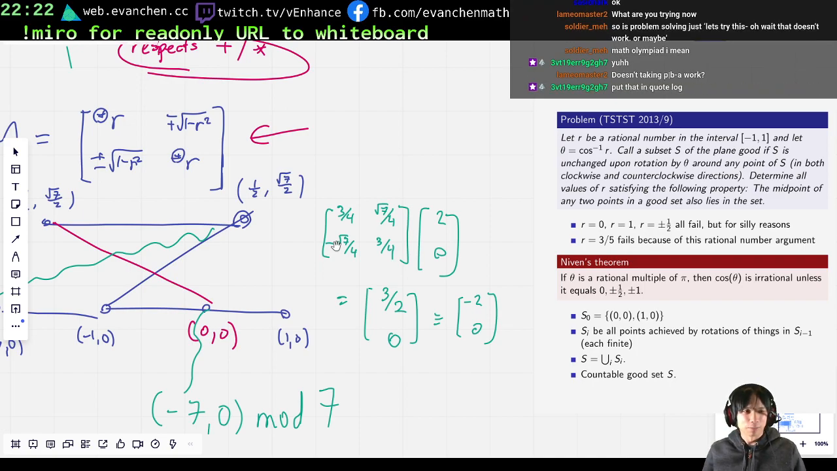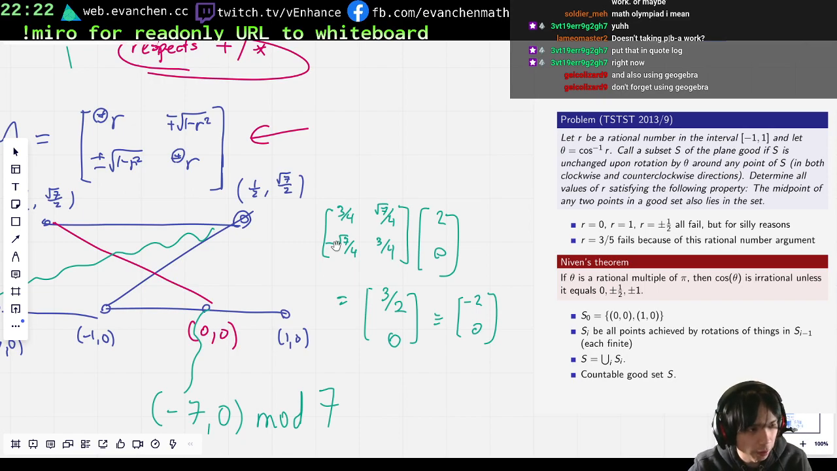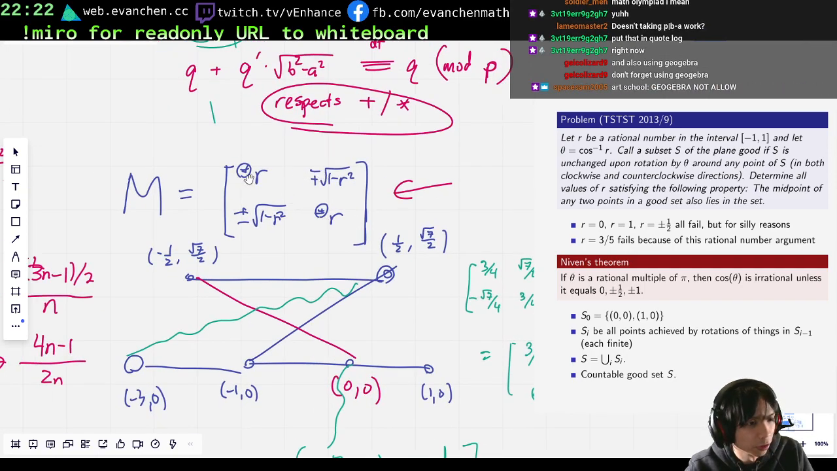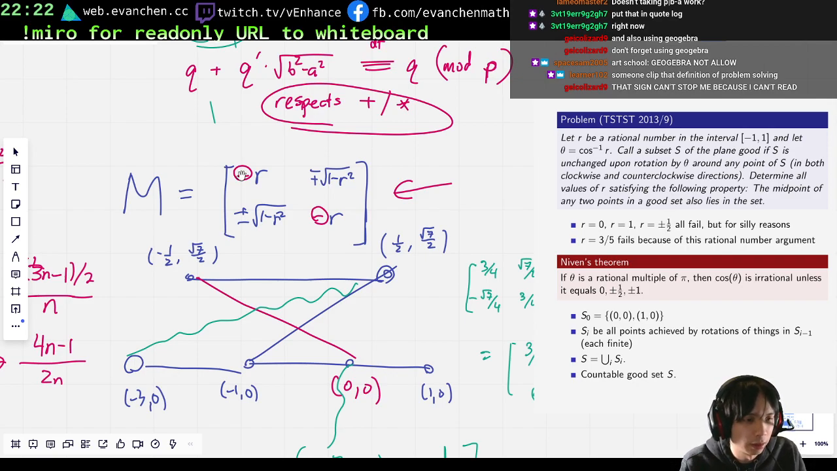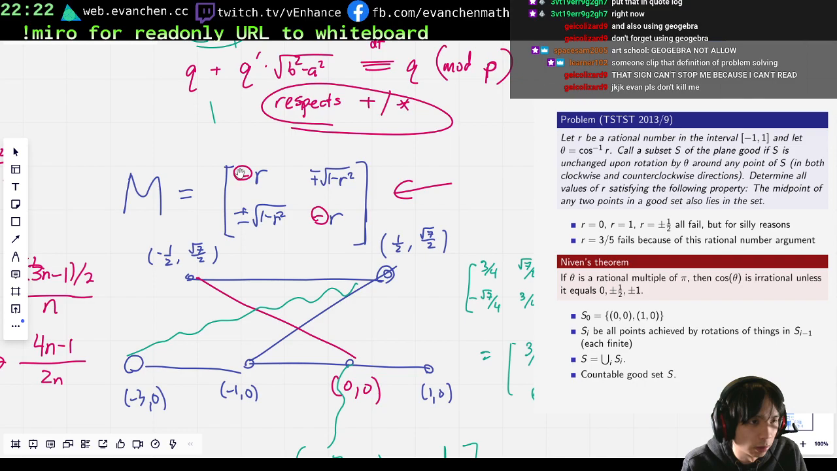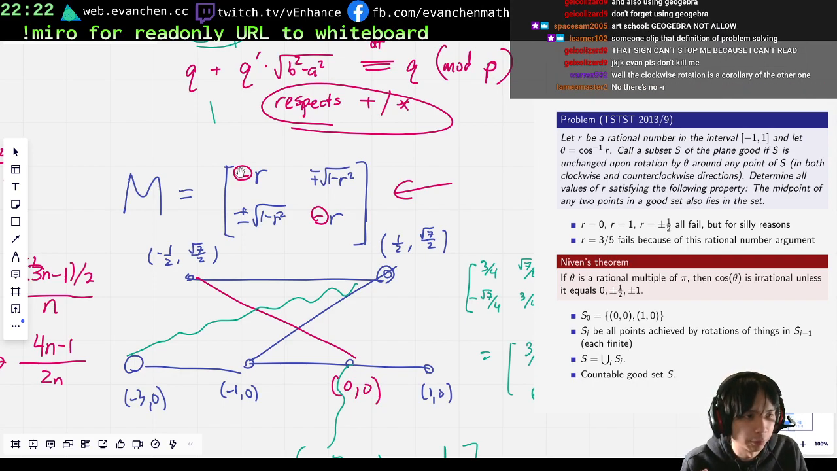Doesn't taking P... No, it doesn't work because the problem is that there are two rotation matrices. The problem lets you rotate both clockwise and counterclockwise. So in this argument with the r, you also have the -r cases. There's a case where this rotation matrix can also be through -r. And because of the -r, even if P divides B minus A, it does not follow that the rotation matrices are all clockwise rotation is a corollary of the other one. Wait, what? No, you can do both clockwise and counterclockwise in the same problem. There's no -r? What do you?